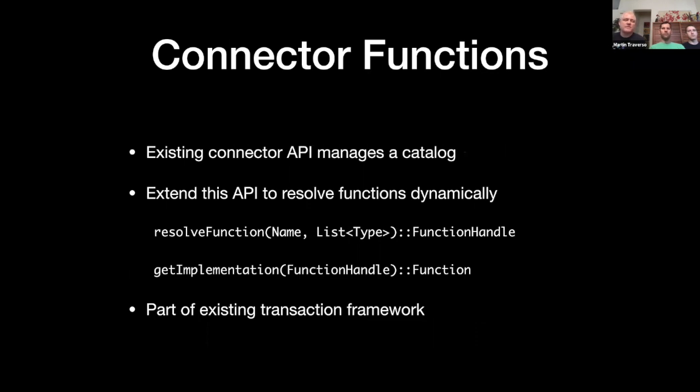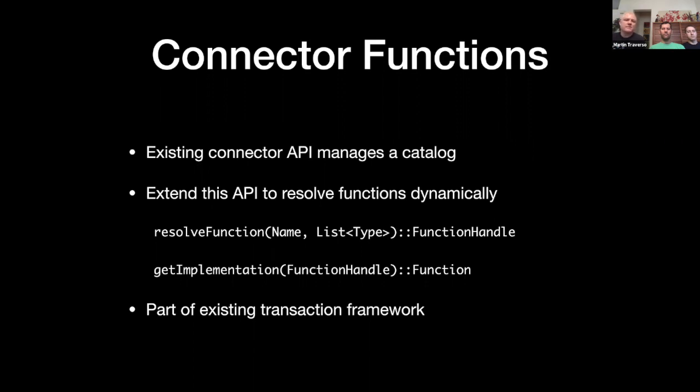And as part of that implementation, we're going to extend down to the connectors. The connectors already have an API to manage their catalog. So they have this metadata interface to resolve tables and things like that. So we'll be extending that so that there'll be some sort of resolve function. I'm showing some example function signatures here. This is actually not at all what they're going to look like. This is just illustrative to describe to you what will happen.